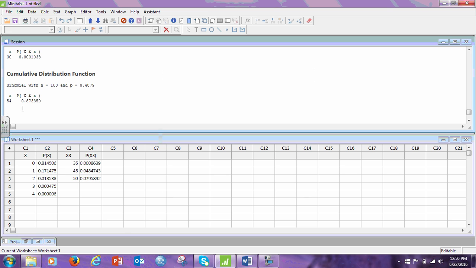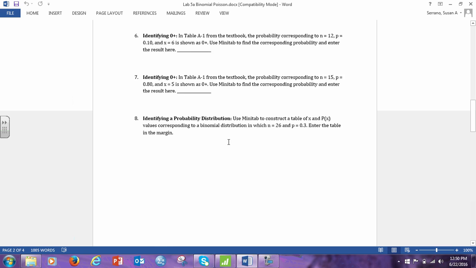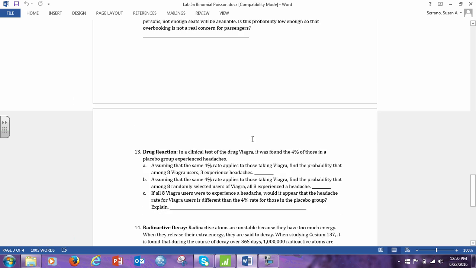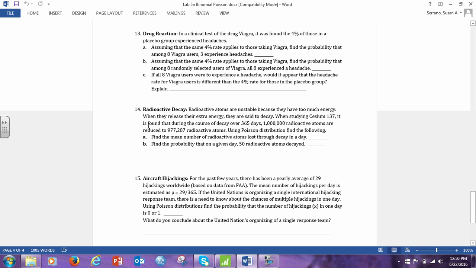So the probability that x is less than or equal to 54 is 0.8734, which means the probability that x is greater than or equal to 55 is 1 minus 0.8734. Okay, and then that's the answer. You put that into the Minitab. All right, so the rest of these should be fairly similar. These are all binomial until we get to number 14.